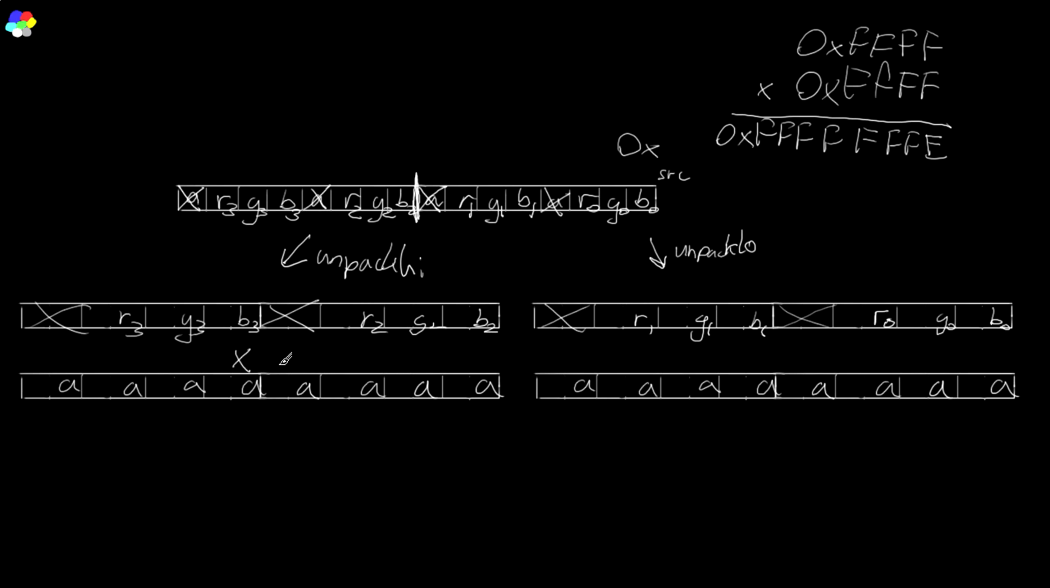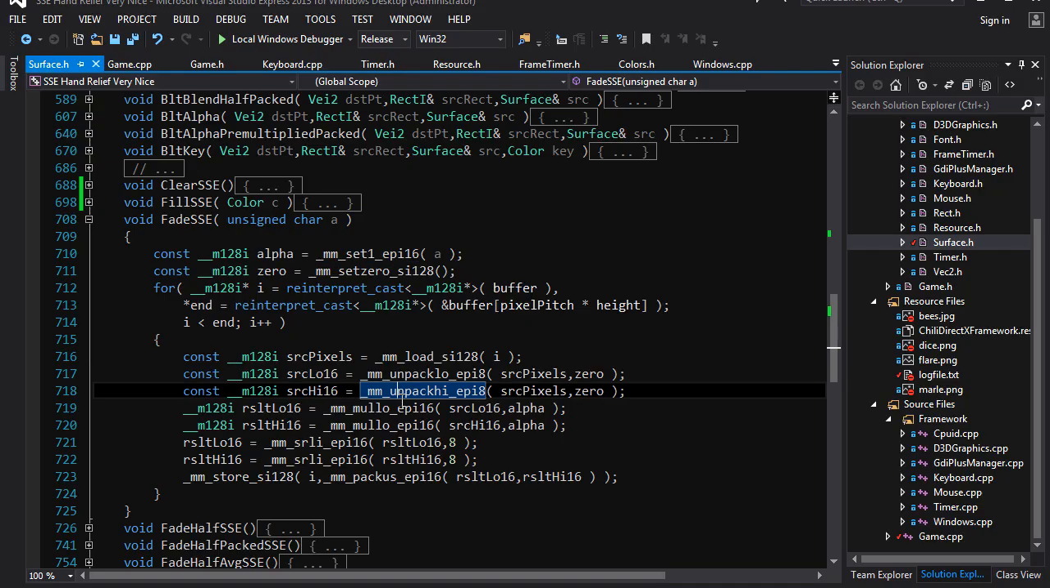So multiply these ones together and take the low 16 bits of the result. So we'll use mul low, which is what we get here. Mul low 16 and mul low 16 for the unpacked low part and the unpacked high part. We're multiplying them by alpha. And I don't think we need the diagram for the rest of this because it's really simple.